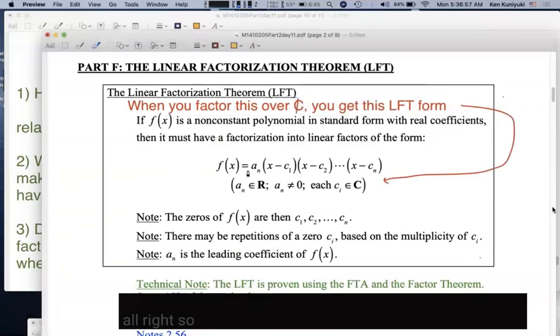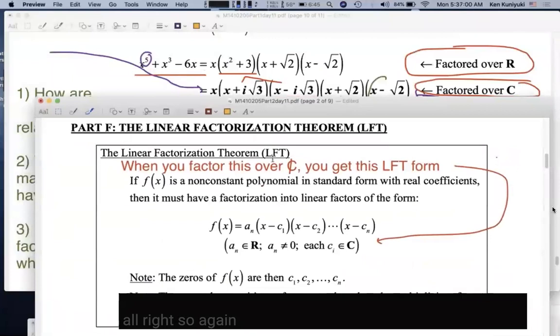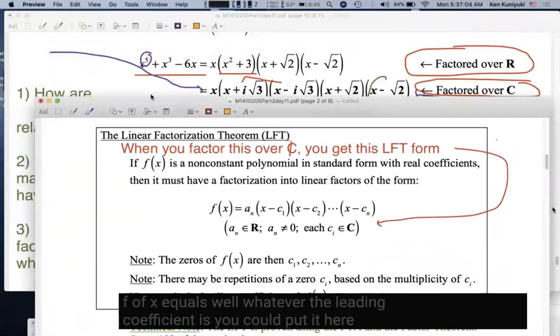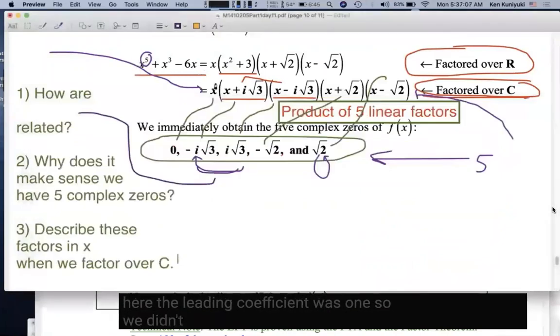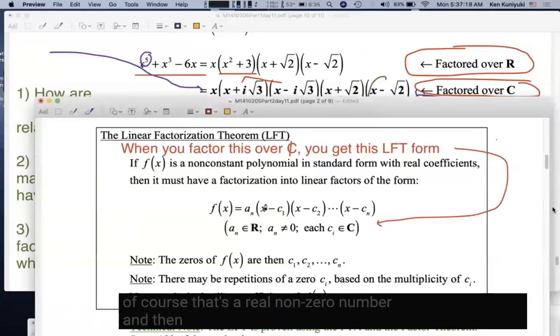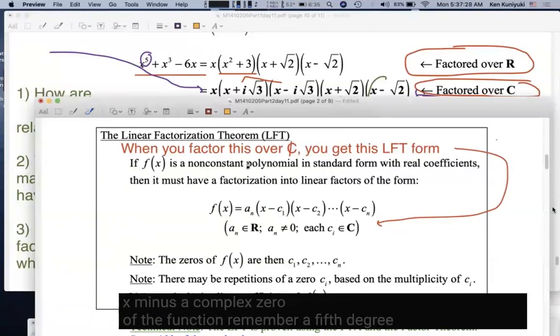All right. So again, f of x equals, well, whatever the leading coefficient is, you could put it here. Here, the leading coefficient was 1, so we didn't write it down. But if the leading coefficient were 2, 3, -6, whatever, then the leading coefficient would go here. Of course, it's a real non-zero number. And then you would write down these linear factors, which are all of the form x minus a complex zero of the function. Remember, a 5th degree polynomial of this type will have 5 complex zeros.